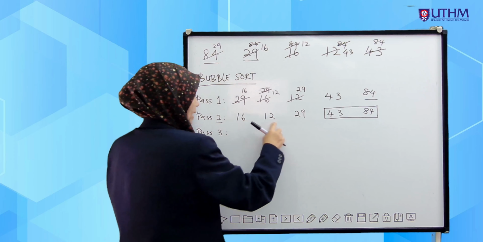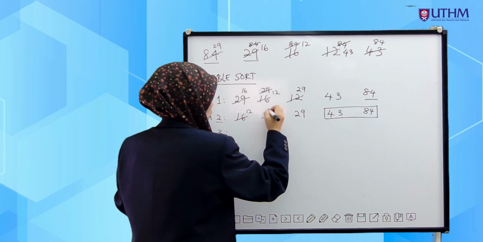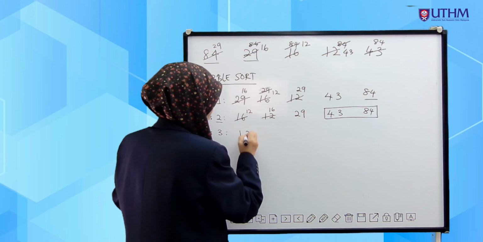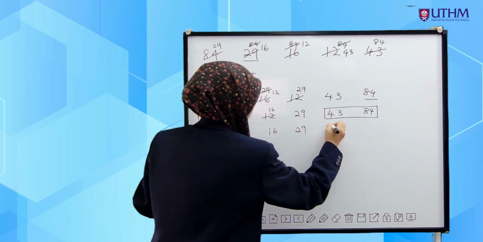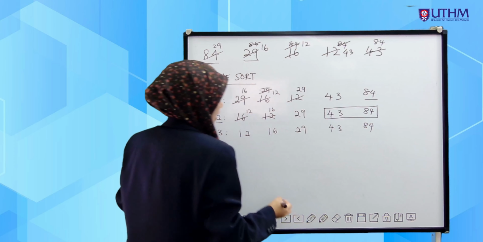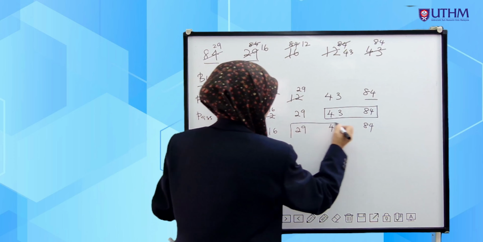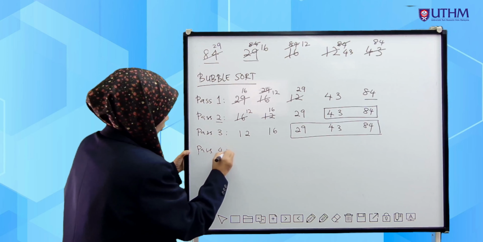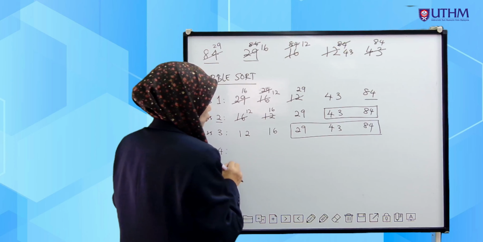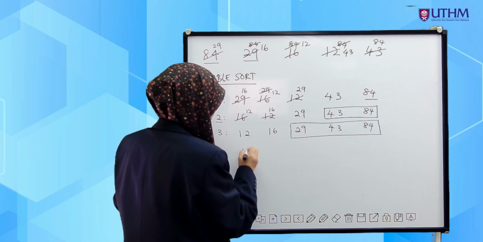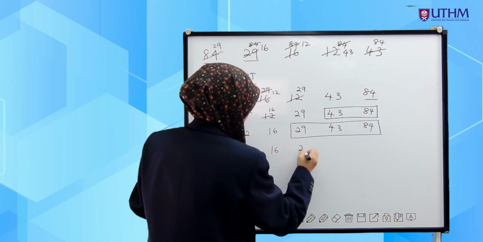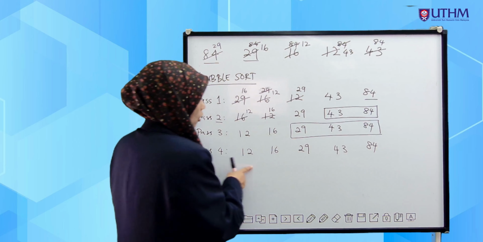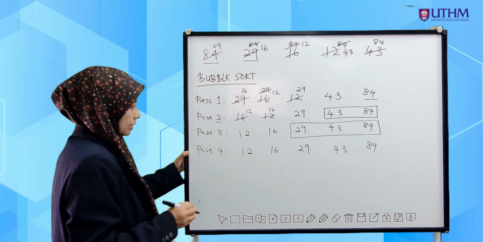So you compare 16 and 12. Yes, we need to swap. 16 and 29, no need. So now you have 12, 16, 29, 43, 84. So definitely after the third pass, these three values are already in sorted order. Finally, in the fourth pass, you compare between these two, no swapping is necessary. So we have 12, 16, 29, 43, and 84. So eventually we have all of these 5 values in sorted order.